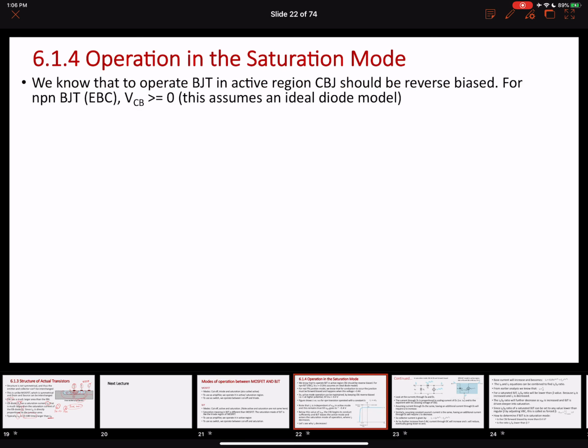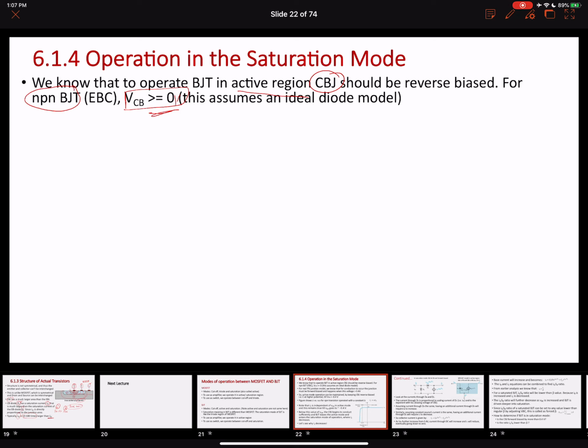We know that for an NPN bipolar junction transistor, we can operate it in the active region when the collector to base junction is reverse biased. To make that happen, we want to make sure that the collector to base voltage is greater than or equal to 0. This is what we have discussed so far. Our collector should be at a higher potential than the base, then the junction will be reverse biased. And this 0 volts assumes that the diode is an ideal diode, neglecting the barrier voltage that we need to overcome to move it into the active region.